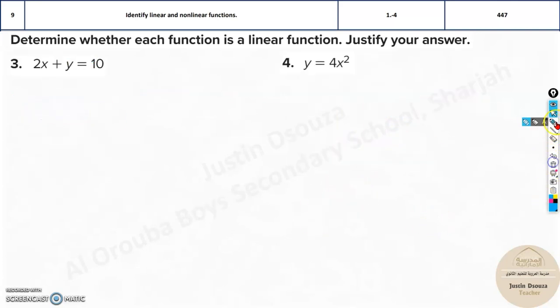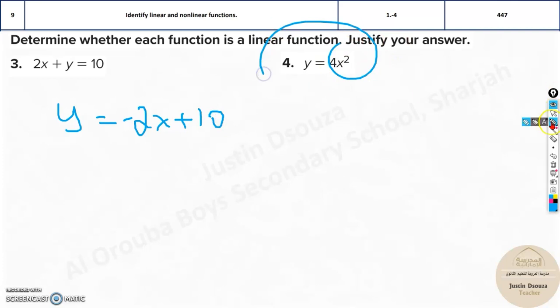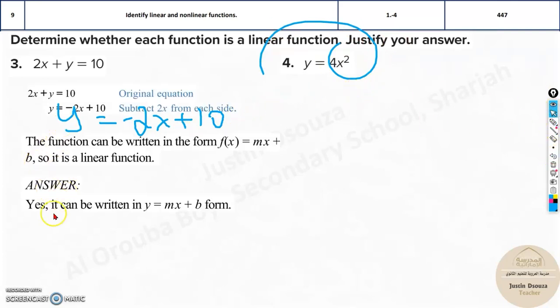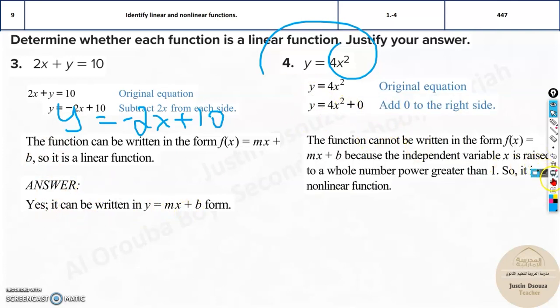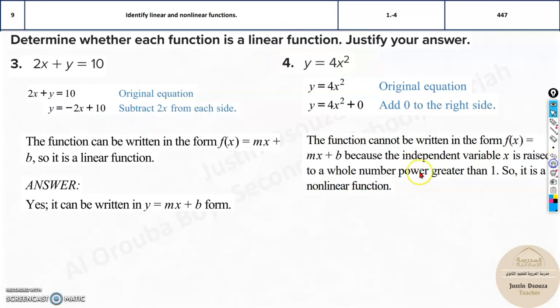Now, even over here, this can be written y equals minus 2x plus 10. But look at this. This cannot be written. The next one is a quadratic. See, the first one over here, yes, it can be written. But this one is a quadratic form, so its power is greater than 1. No, this is not linear.